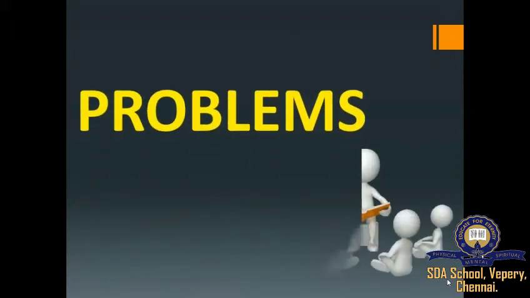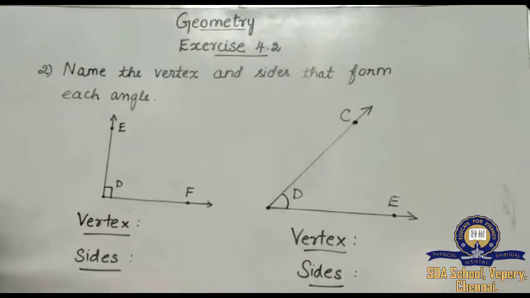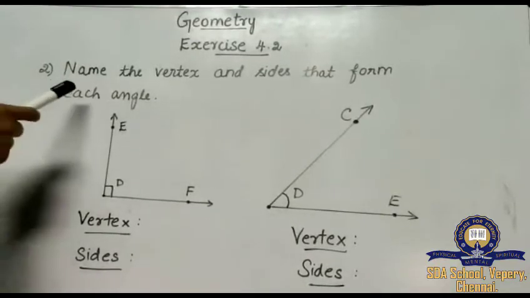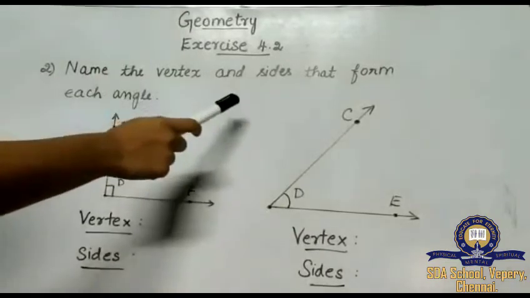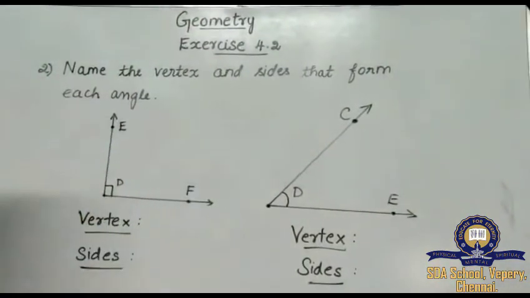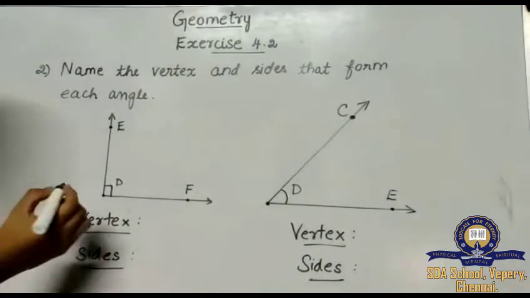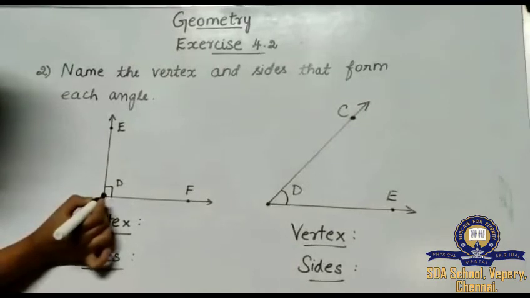So now we'll move on to problems. I'll be solving exercise 4.2 for you all, students. I'll be solving from the second sum. The second question is: name the vertex and sides that form each angle. Here two figures are given and you are supposed to write the vertex and its sides. This point will be the vertex for the given figure.